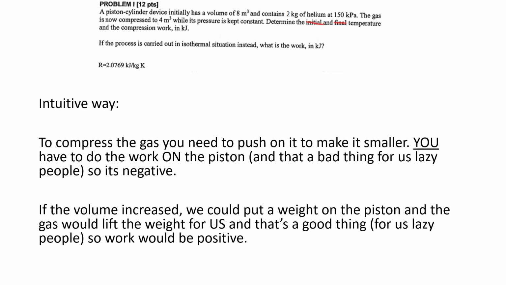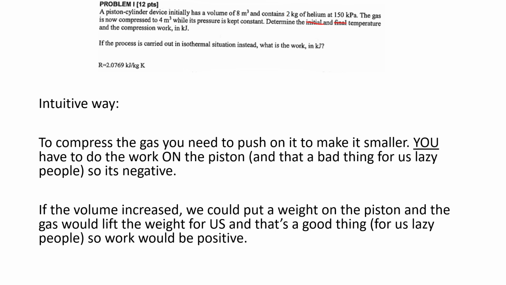The more intuitive way to look at problems, this is the way I like to do it, is that if you have a piston that's shrinking, you can't really make it do anything that's useful to you, right? You have to push it down and you have to do something to it for it to shrink. And we're all kind of lazy, so it's bad for us. We can't use it. We have to give in the work, so it's negative work.